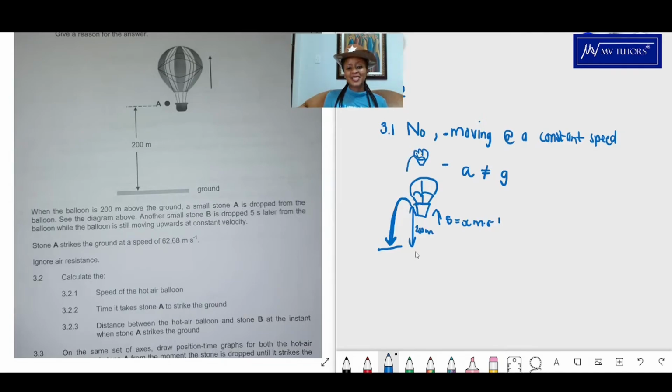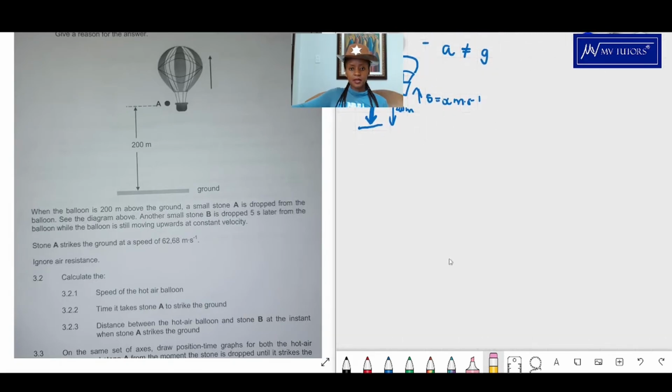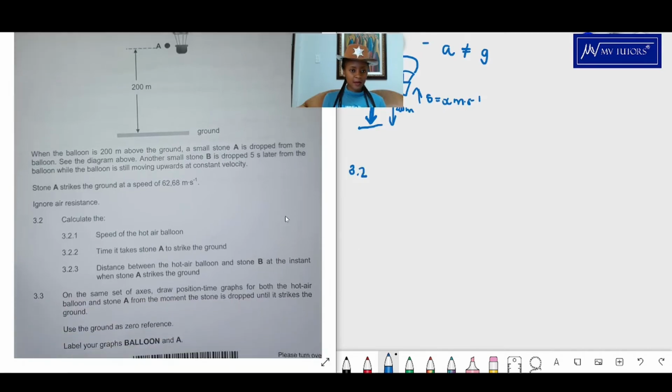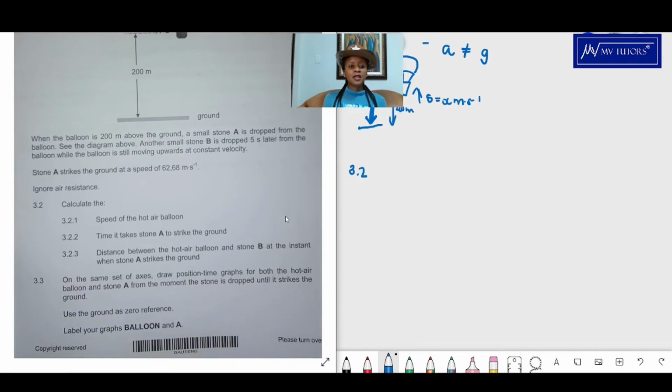And then later on, while the balloon is somewhere up there, you throw another small stone B. Let's just remove that ugly picture. And let's see what they are asking. Let us go to the other question. All right, so 3.2. Calculate the speed of the hot air balloon.